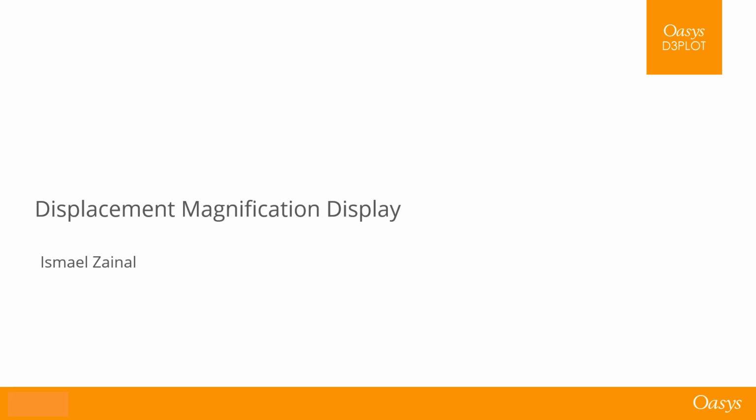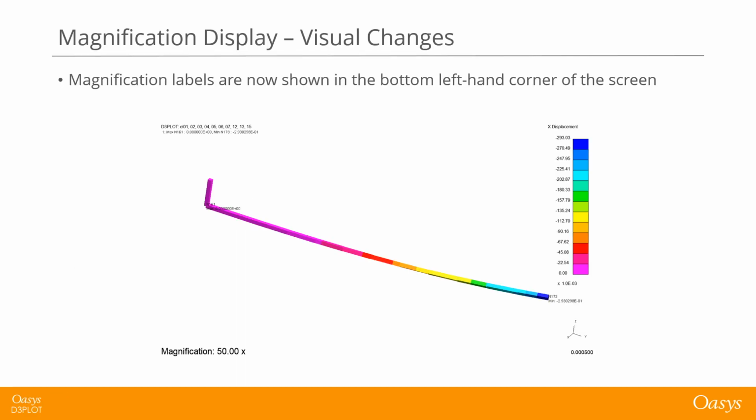Hello, my name is Zainal, and I'll be talking about the new displacement magnification display that is now available in the Oasys 20 version of D3PLOT. Deformation magnification values can now be displayed on screen in the bottom left-hand corner. This new label has been circled in red.